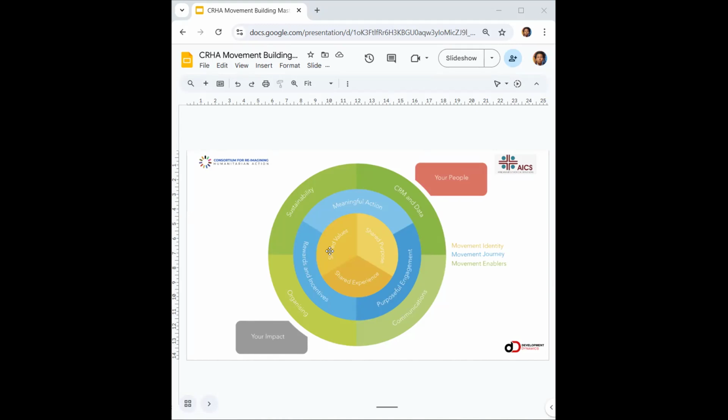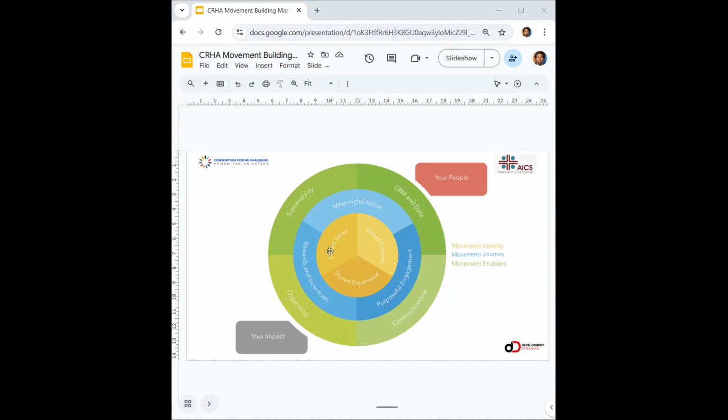Then number two, it's around our journey. Where are we going? What are we intending to do? Whom are we intending to reach? And our journey, again, is also created around three things. What are the actions that we're taking that are really meaningful and have impact within the communities that we are serving? What is engagement looking like?